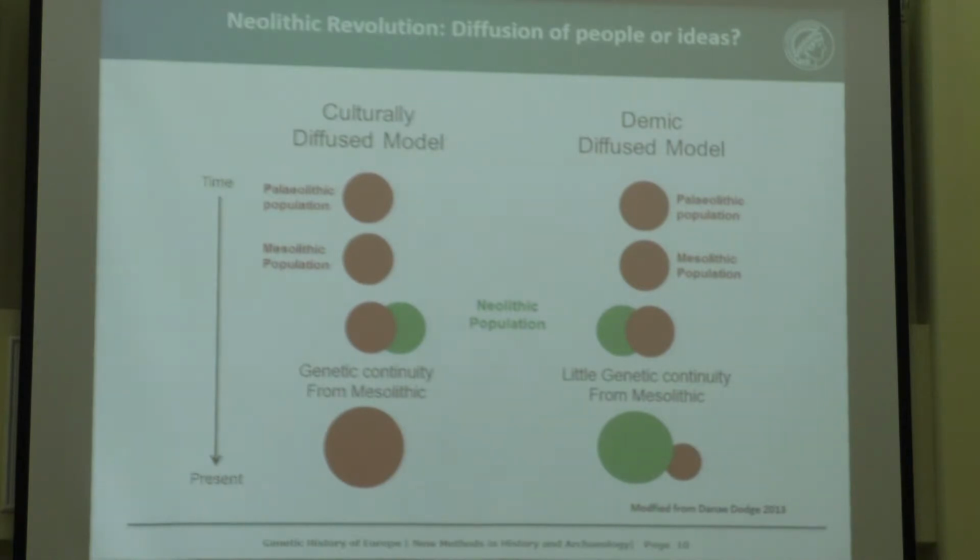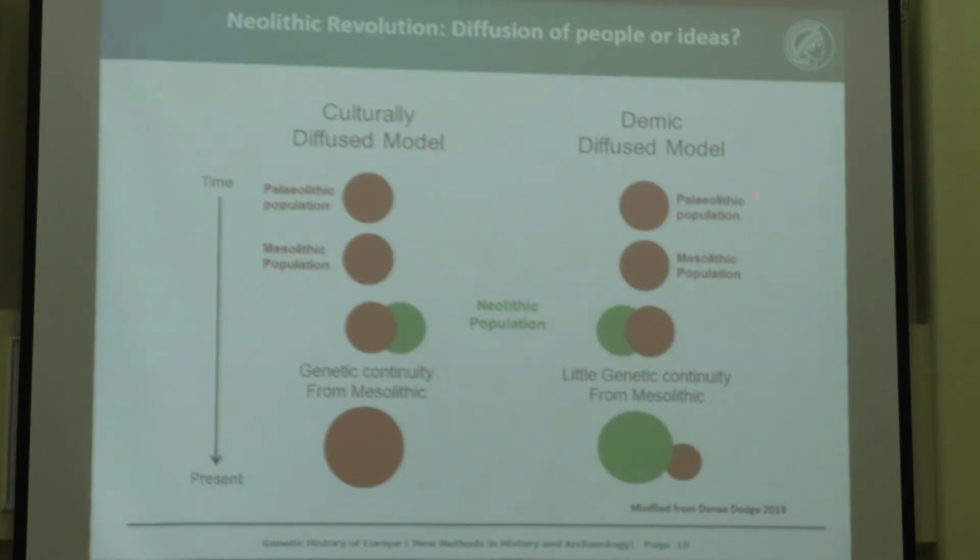So if it was just culture that changed, if it was just the diffusion of ideas, what you would expect is that there is genetic continuity between the people that were hunter-gatherers, so the Mesolithic people, and then the people in the Neolithic that then have agriculture. They should be genetically the same. So there were ideas that were spreading, but the people are the same people. So the hunter-gatherers just have a new lifestyle, but they're the same people.